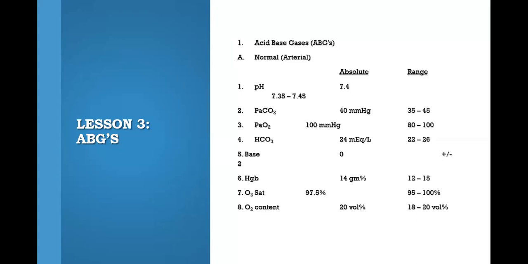All right, ABGs, you guys, what can I say? You have to practice your ABGs. Here go the ranges. pH 7.4, the range is 7.35 to 7.45. CO2, absolute is 40, range 35 to 45. PO2, 100, range is 80 to 100. Bicarb, 24, range is 22 to 26.